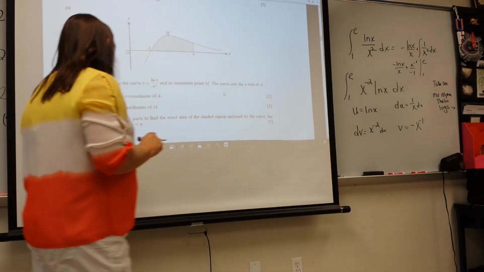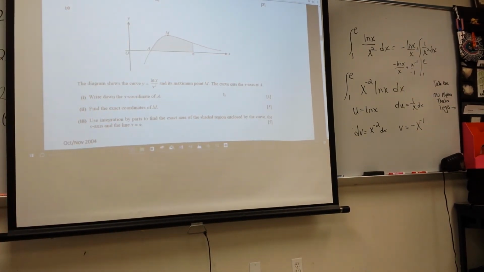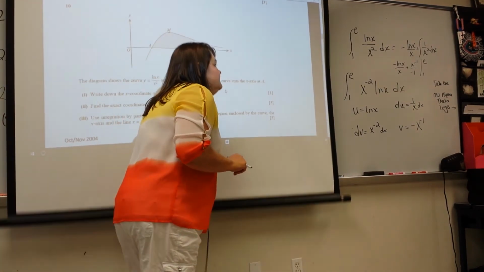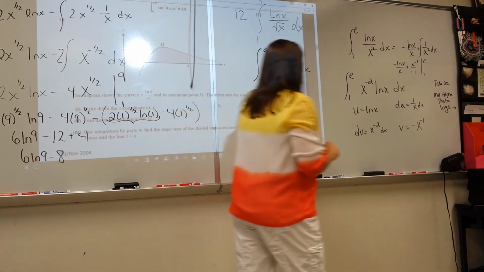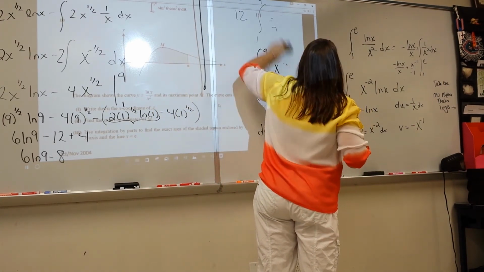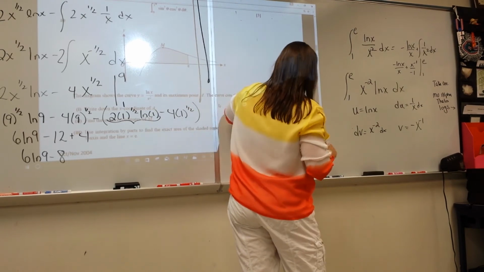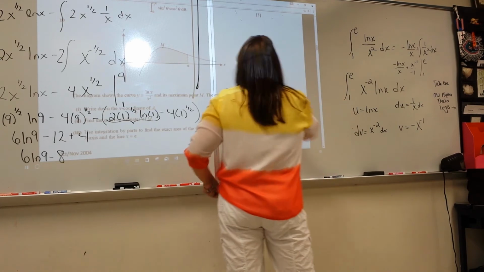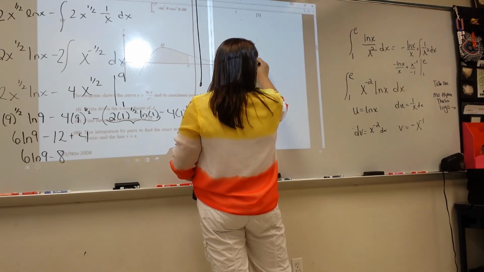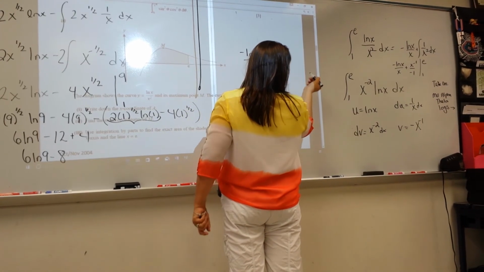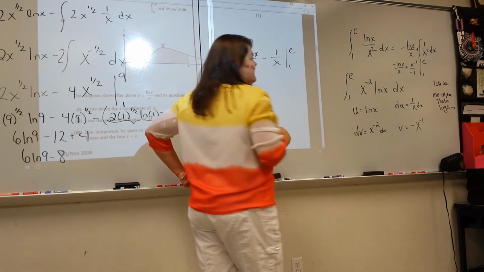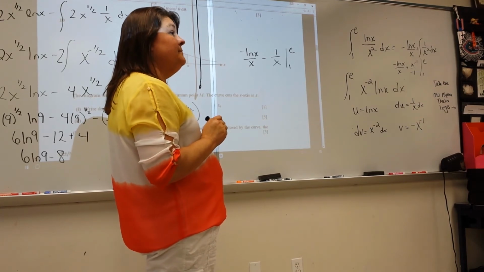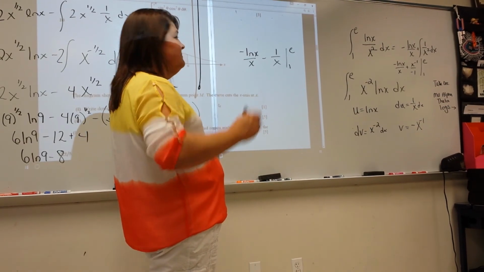I have to start cleaning up. It wants the exact value, right? Yeah, exact area. Could you make that positive negative again? So I have negative ln of x over x minus 1 over x, from 1 to e. You could technically combine them, same denominators, right? You could if you wanted to. So you put negative ln of x minus 1 over x.